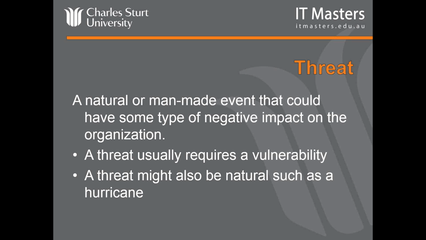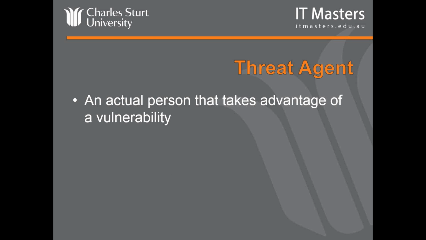So a threat is a natural or man-made event that could have some negative impact on the organization, whether this is a hurricane, a fire, a criminal hacker, whatever else, it doesn't matter. These are threats that have a potential to cause an impact or damage. So a natural person is our threat agent. A threat agent is that person that takes advantage of the vulnerability. At the end of the day, there is always a person somewhere involved.